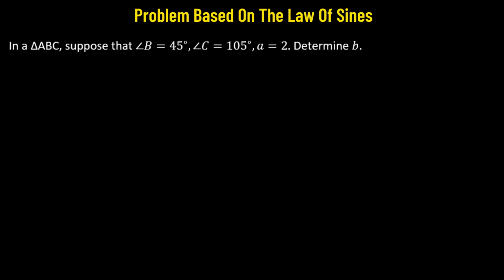So in this problem, we are given a triangle ABC. Two angles of this triangle are given. Angle B is 45 degrees and angle C is 105 degrees. Also, one of its sides is given, that's 2. We need to find out the value of the side B.